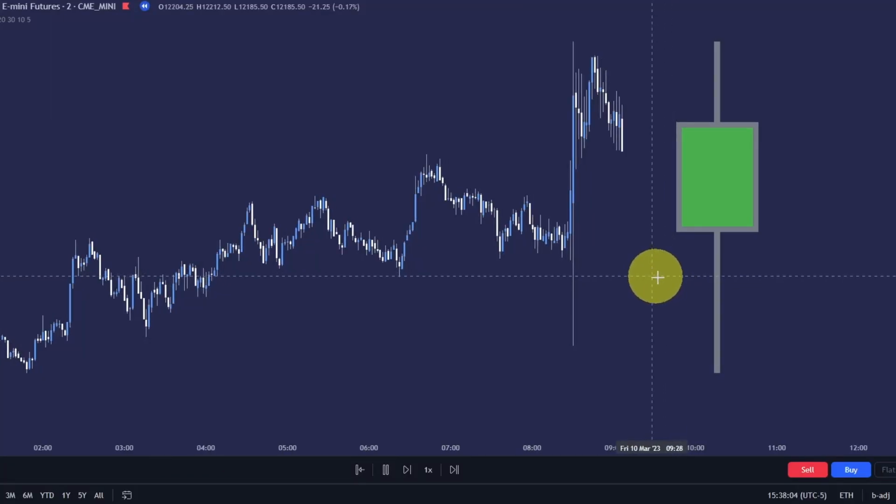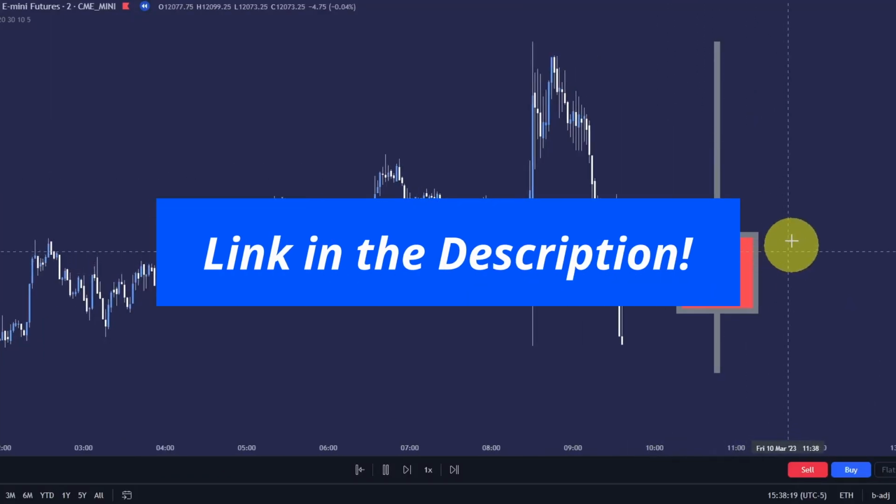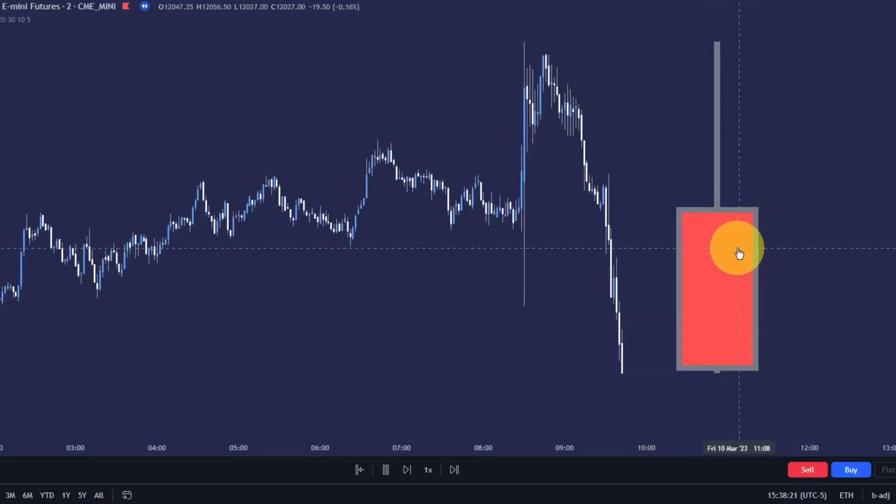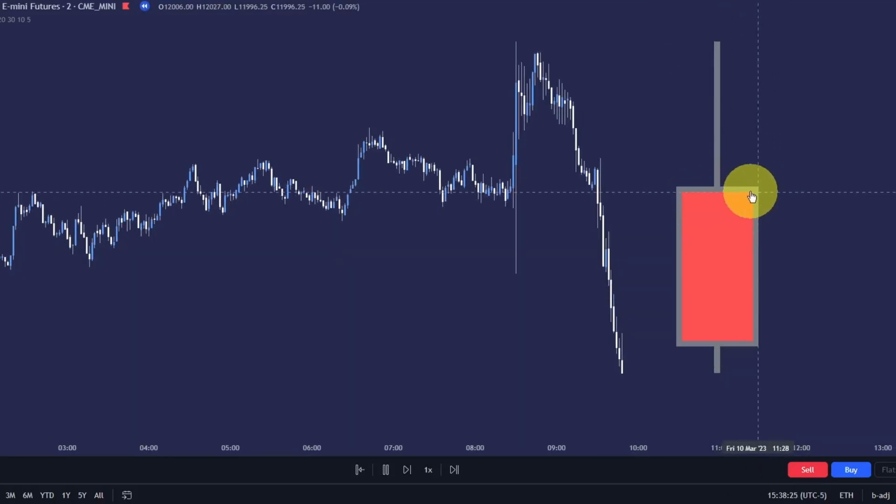Hey everyone, today I just want to quickly go over this OHLC indicator. Basically the premise is, if you're looking at a candlestick, you know that there are four main points: an open, high, low, and close.